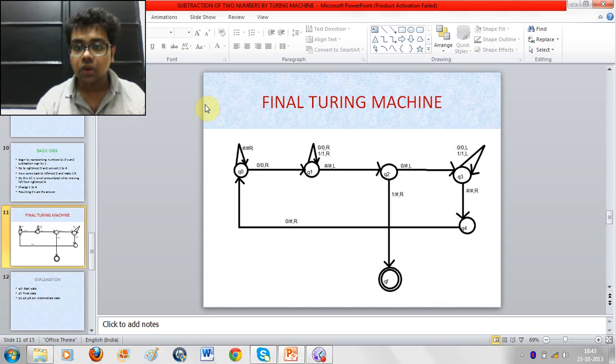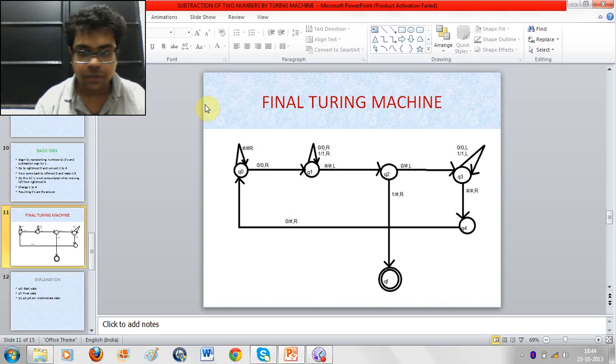At Q2, if we encounter a 0, we replace it with a hash and move left. We move on to Q3. At Q3, we again apply a self loop on 0 and 1, replacing them with themselves and moving left. As we encounter a hash, we replace it with a hash and move right. Then we move on to Q4. From Q4, when we encounter a 0, which we always will, we replace it with a hash and move right.